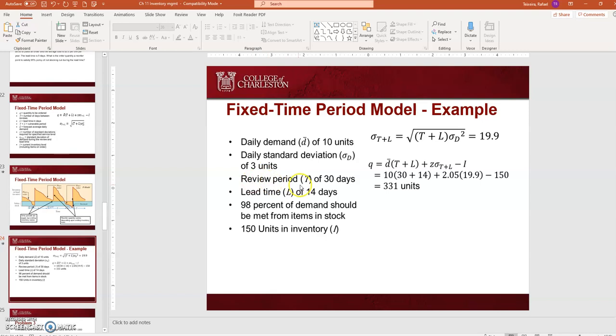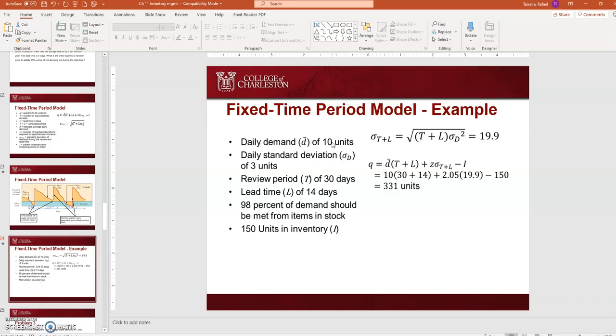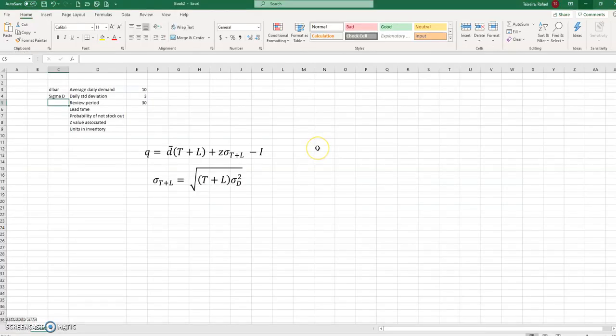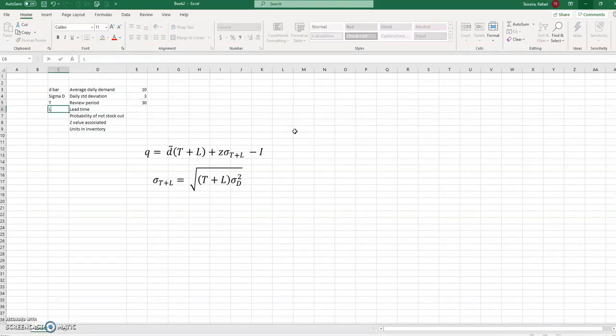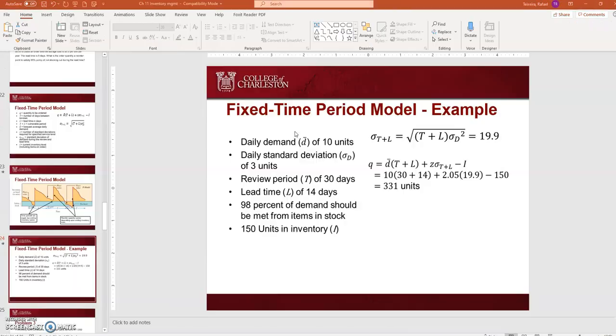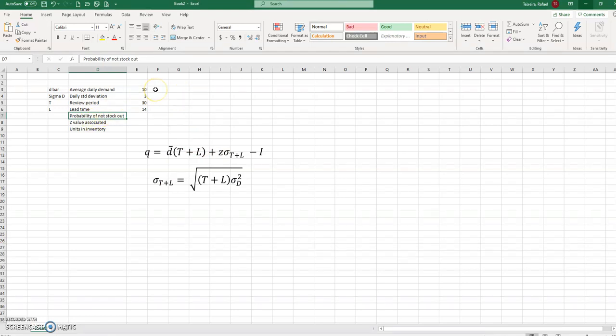Okay. So the review period is 30 days. So every 30 days, I place an order. That's my T, the time to place the orders is always 30 days. The lead time to get the orders is 14 days. So this is my L, my lead time is 14 days. 98% of demand should be met from items in stock. This is another way of saying that I want a probability of not stocking out of 0.98.